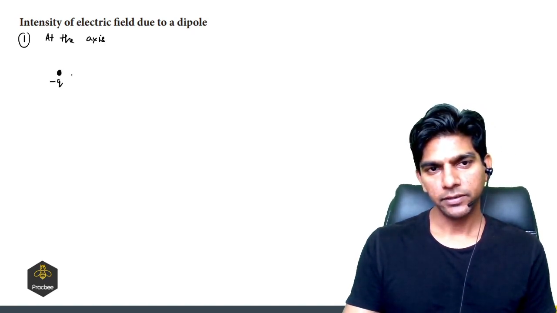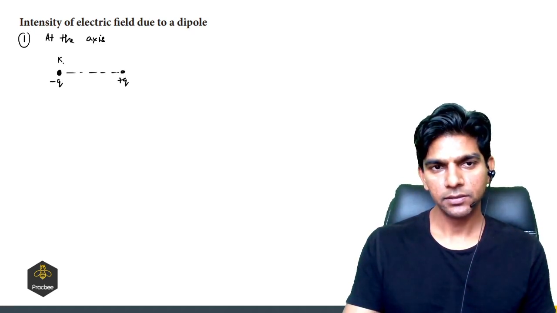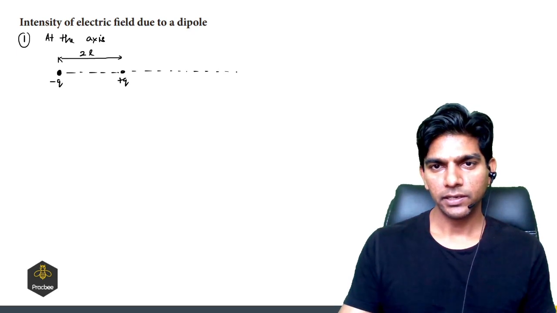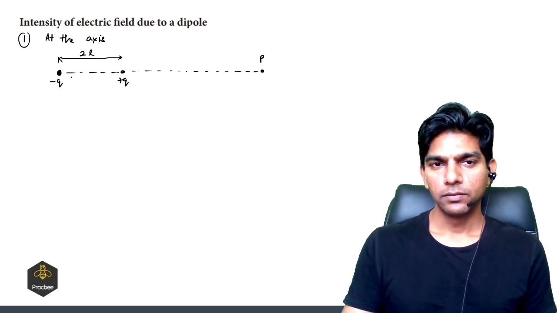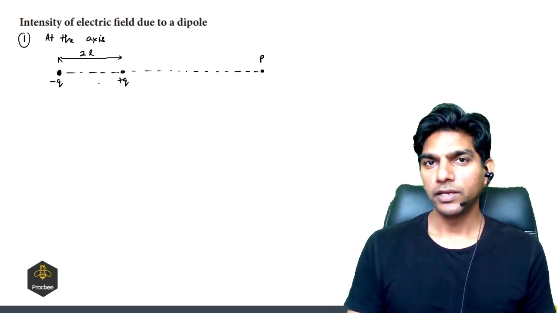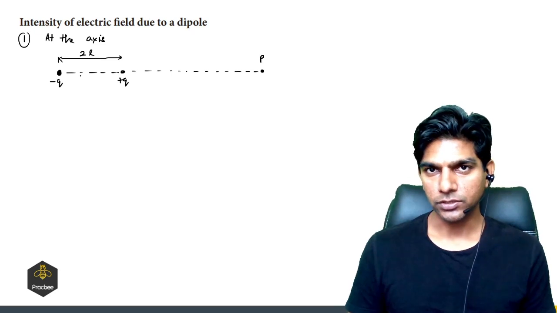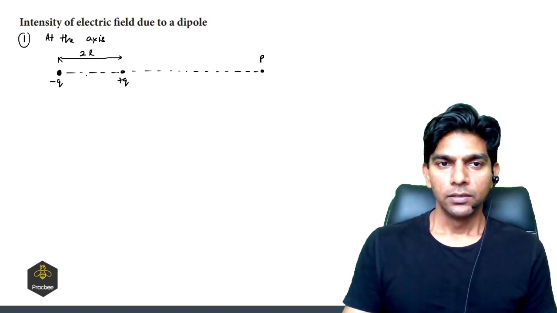So this is a negative charge, and here we have a positive charge, and let us take the distance between the two charges as 2L. We want to find the electric field at a point P which lies on the line joining the two charges. Now this position is known as the axial position for the dipole.